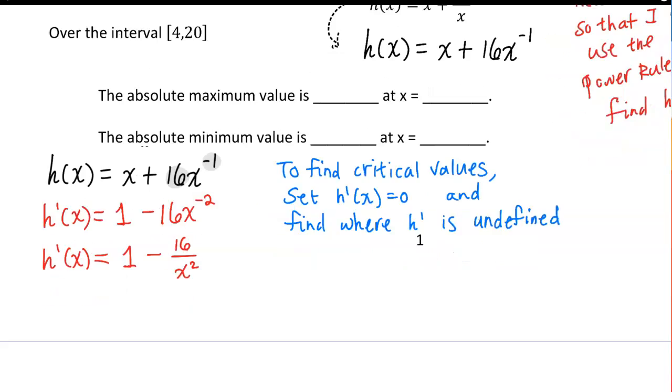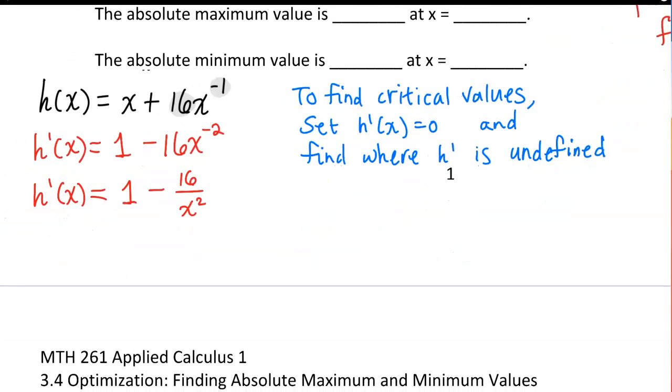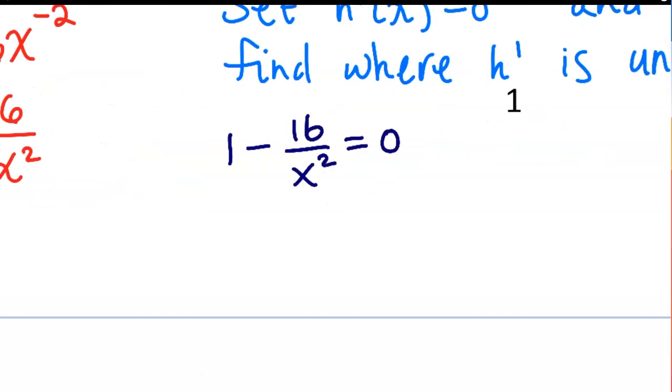Critical values happen when the derivative is 0 or when it is undefined. So let me go ahead and set it equal to 0 first. If I set 1 minus 16 over x squared equal to 0 and try to solve for x, I will get 1 equals 16 over x squared. I just added 16 over x squared to both sides. And let me go ahead and multiply both sides by x squared.